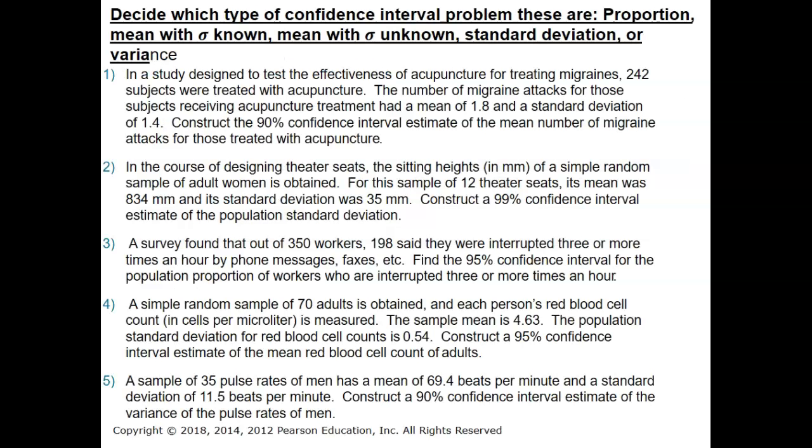Okay, I've put 5 different problems here. We're not going to do these 5. What I want you to simply do is read the problem and identify whether it is a proportion type, mean with sigma known, mean with sigma unknown, standard deviation, or variance. So I want you to read all 5 and label them appropriately as to the type, because I think a lot of times people know how to do them as long as they know the type, but figuring out the type is the hard part. So take a minute, read through them, and then check your answers.